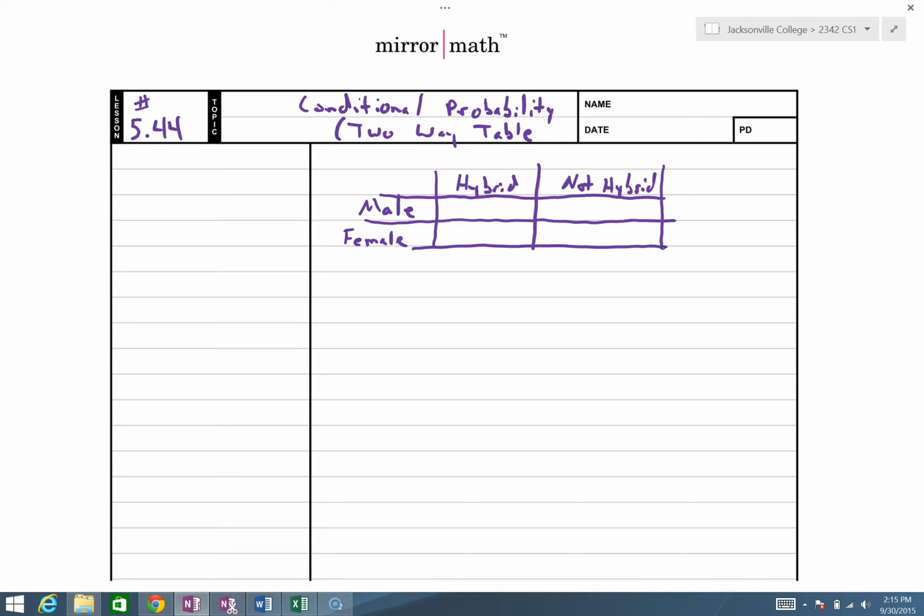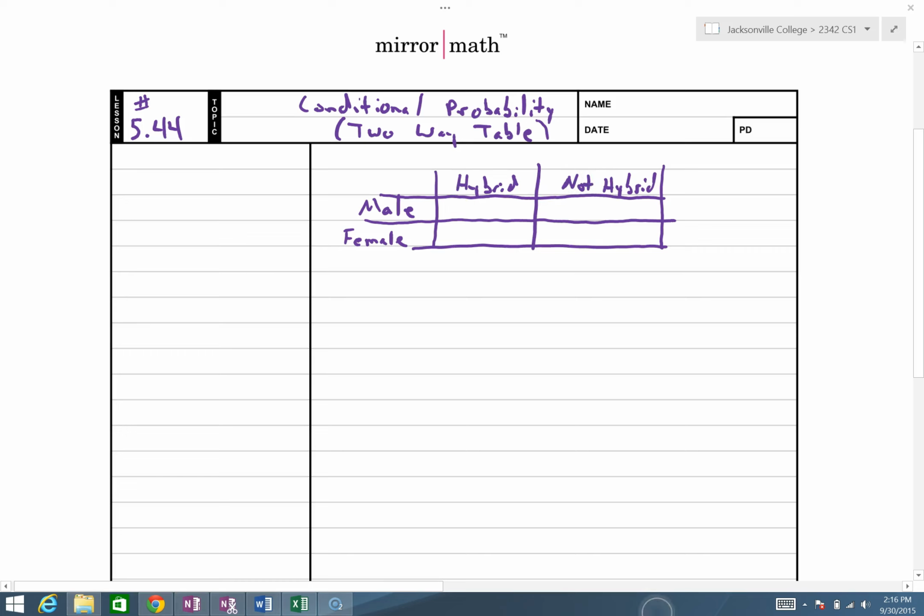In this video, we'll be looking at part of problem number 5.44. 5.44 is just dealing with conditional probability. Specifically, we have a two-way table. And our table is displaying a sample of 311 people, it says, and it's looking at their gender and whether or not they own a hybrid.